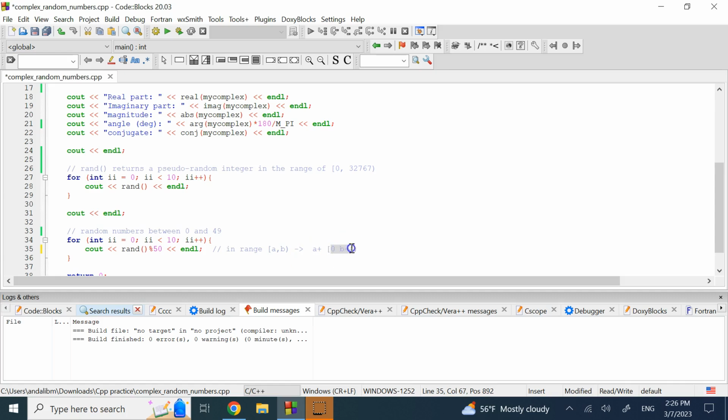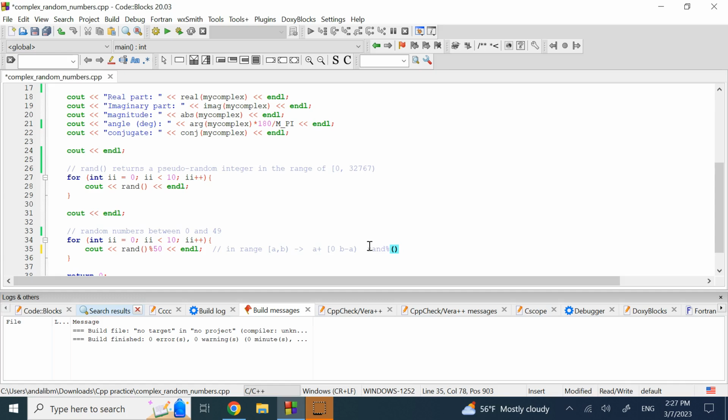0 to B minus A, right? If my number is between 0 to B minus A and then I add a constant A to all of that, then my number is going to be between what? Range A to B. And you see here it's between 0 to 49, so that 49 for me should be B minus A. So what number should I use here? Instead, I should use rand modulus of what?